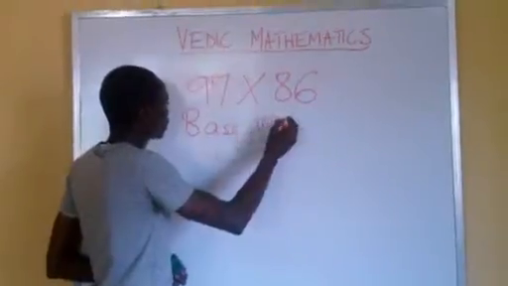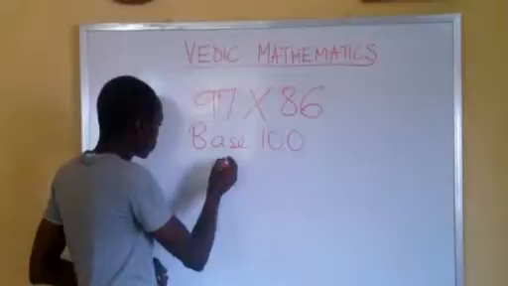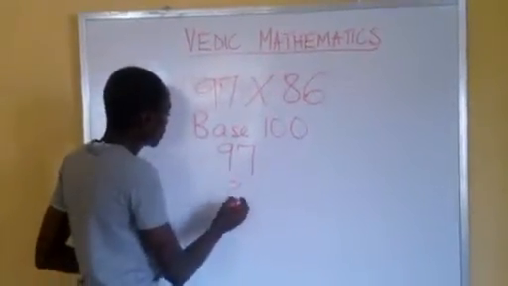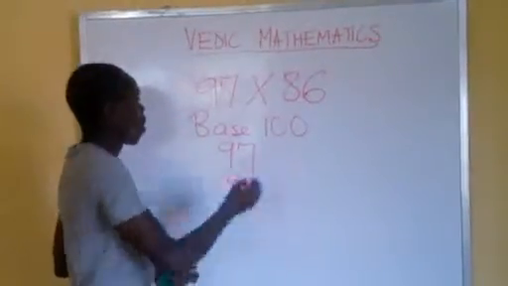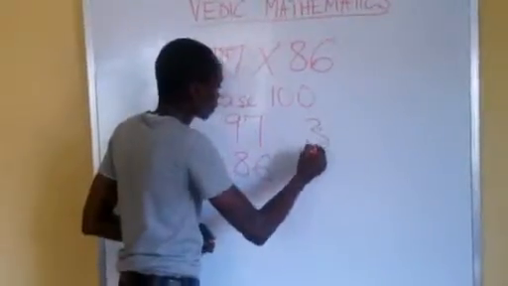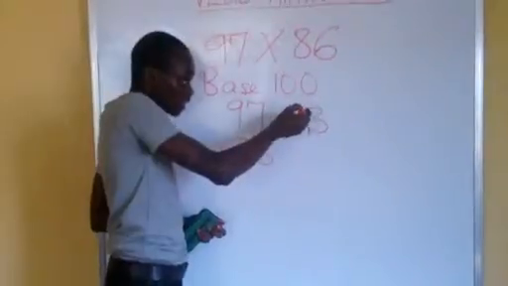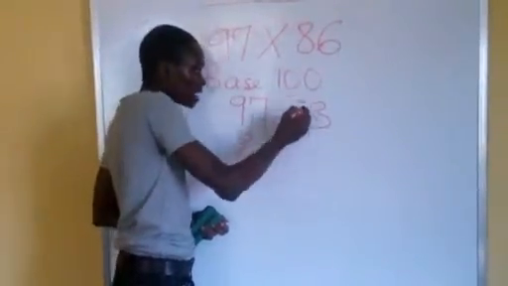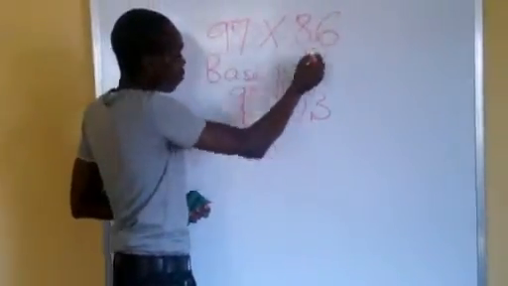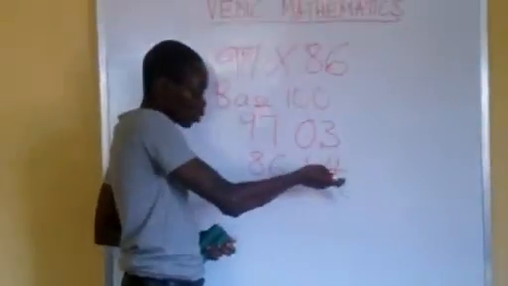Our base is still base 100. So we write down our numbers before. We have 97, we have 86. So 100 minus 97 is what? It's 3. But since 100 has 2 zeros, we're going to create 2 digits here. So we add a 0 to the 3. Now 100 minus 86 is 14. We can't add any 0 here because 14 is already a 2-digit number.